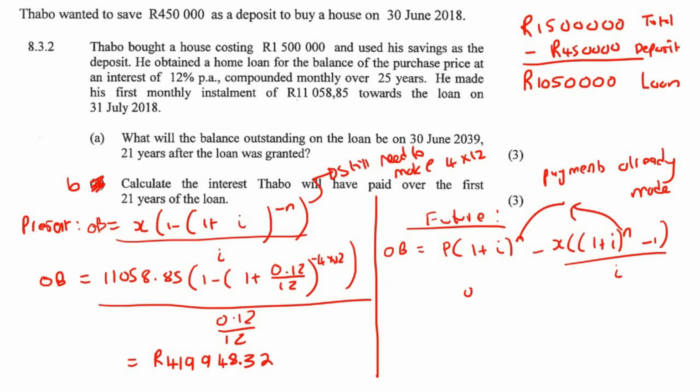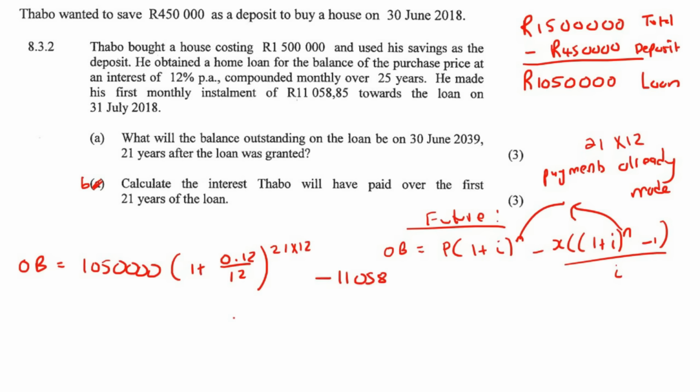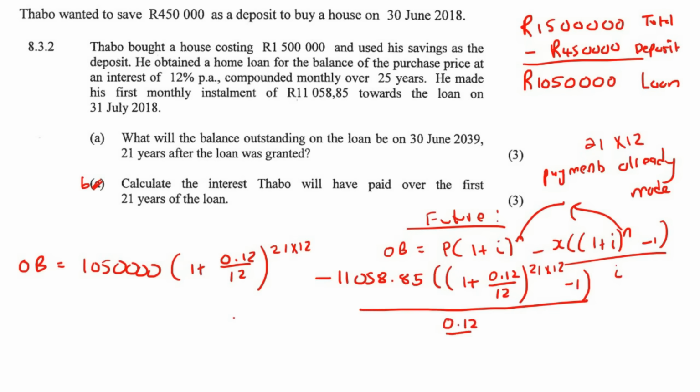I think I'm going to run out of space. Give me a second, please, guys. Okay, so I'm going to use the future value over here. The outstanding balance, so the loan amount was the 105 value, and then the interest rate was 12%, and the payments that have already been made is 21 years, so that's 21 times 12. Then you're going to say minus the monthly payment, 11,058.85, and the interest rate is 12%. And this stays 21 times 12, minus 1, over 0.12 over 12.